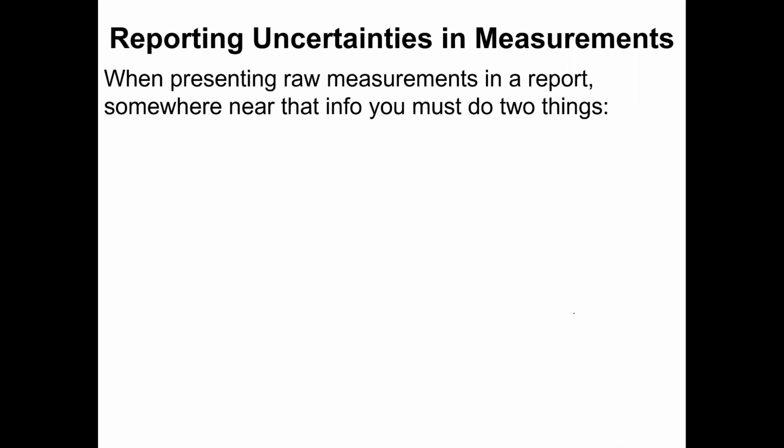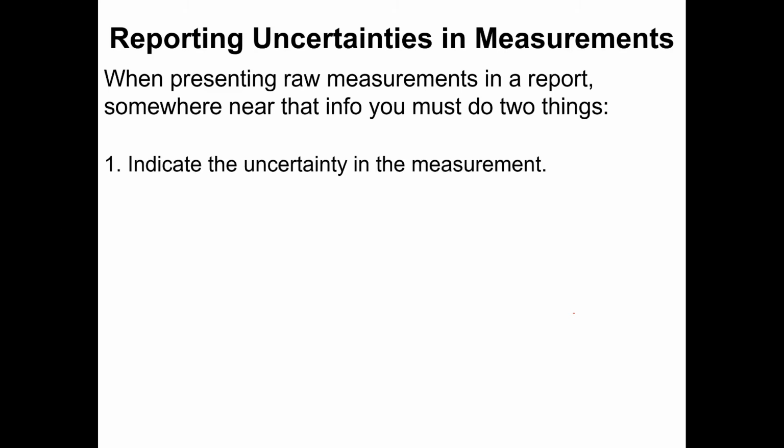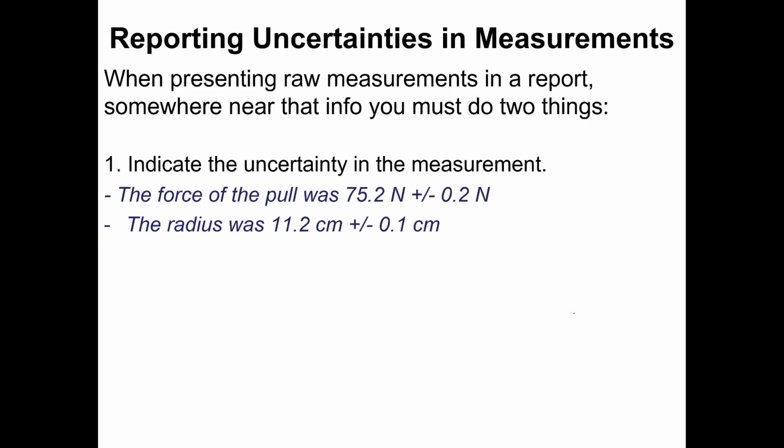When you present raw measurements in any report from here on forward, somewhere near that information, meaning right next to it, at the bottom of a table, certainly on the same page, you have to do two things. You have to indicate the uncertainty in that raw measurement. For example, the force of the pull was 75.2 newtons plus or minus 0.2 newtons. Another example would be the radius was 11.2 centimeters plus or minus 0.1 centimeters. Notice you're presenting the reader with the reading and the uncertainty in the reading.